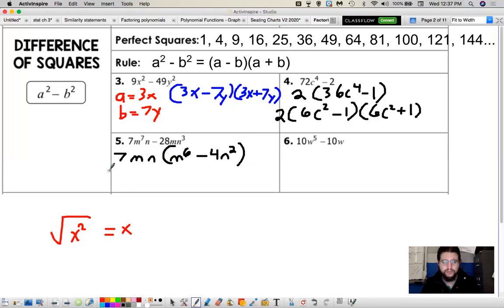Okay. So I have 7m in a. Well, this is a squared, so I take half of the power, 3. So it's going to be m cubed minus, see, here's my formula right here I'm following. The square root of 4 is 2. Square root of n squared, 2 divided by 2 is 1, so it's 2n, times m cubed plus 2n. And that is my factor right there.